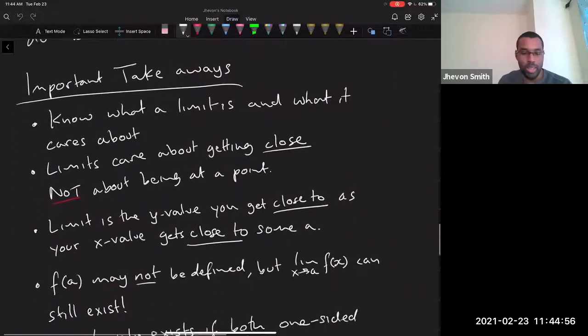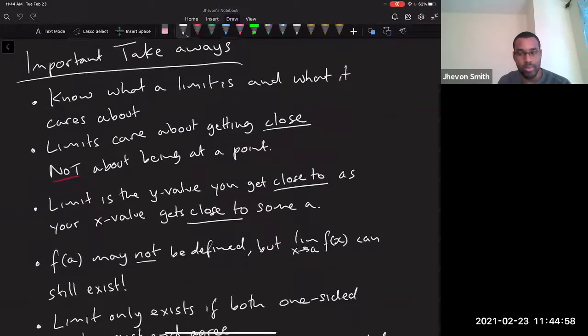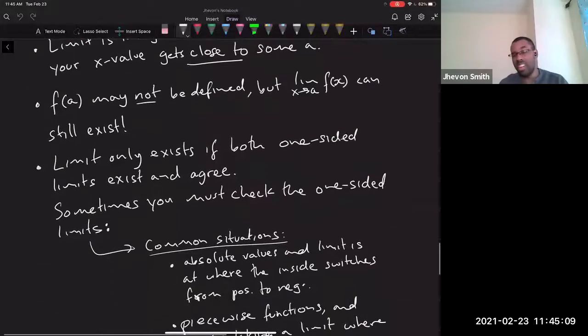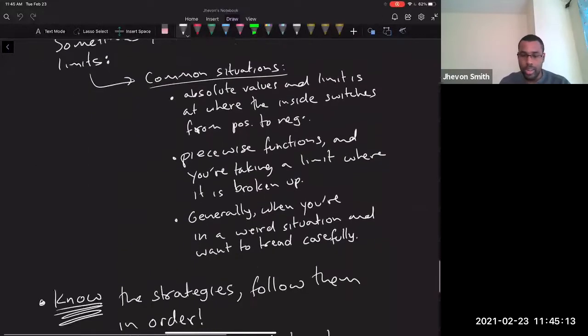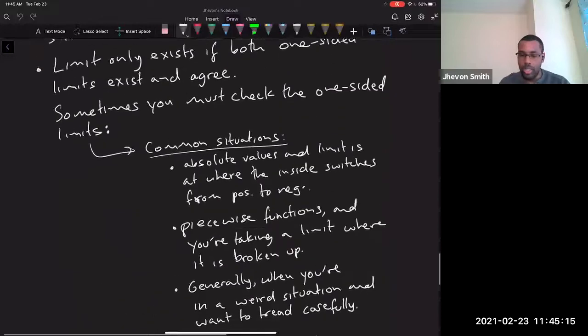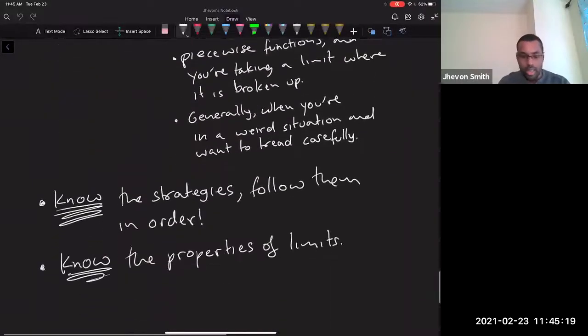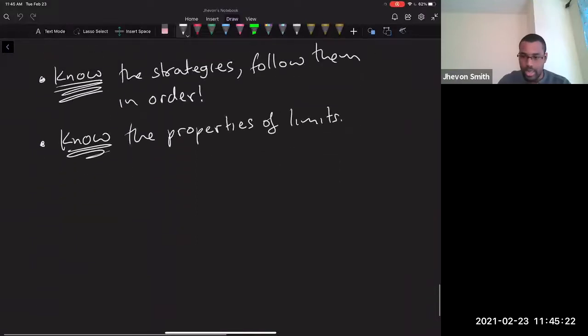We also spoke about the important takeaways of limits. Know what a limit is, know the properties and strategies, know that limits don't care about being at a point, but getting close to a point. And your function might not even work at the point that you care about, but the limit doesn't care. The limit might still work, etc. Right? So some common situations to look out for where you might have to split a limit into the left and right components, things of that sort. So that's where we ended last time.